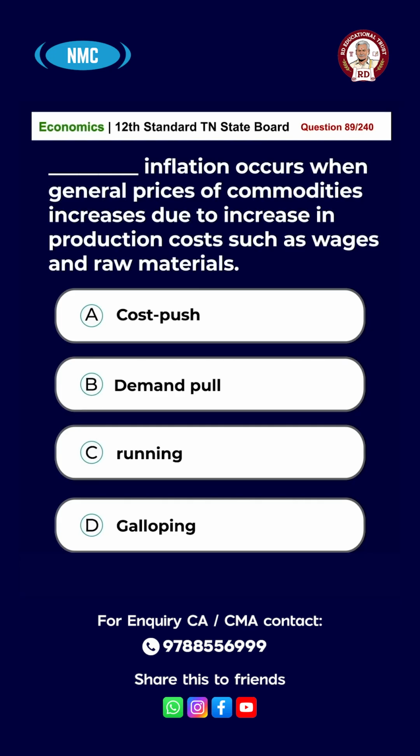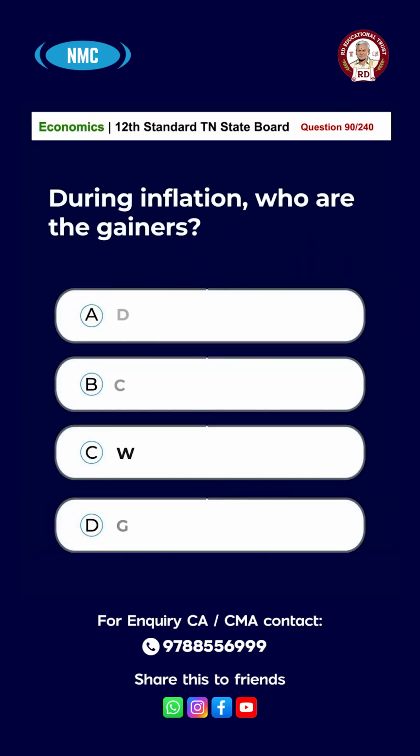Question number 89. Dash inflation occurs when general prices of commodities increase due to increase in production costs such as wages and raw materials. Option A, cost push. B, demand pull. C, running. D, galloping. The answer is option A, cost push.